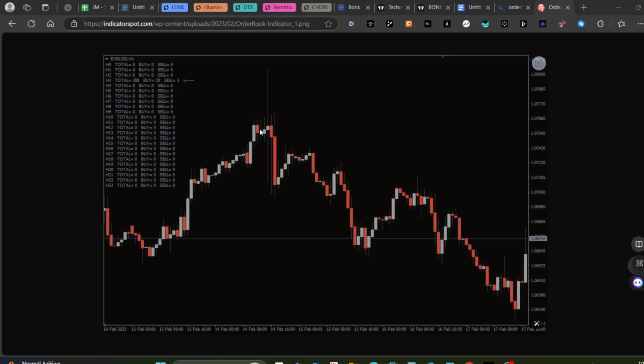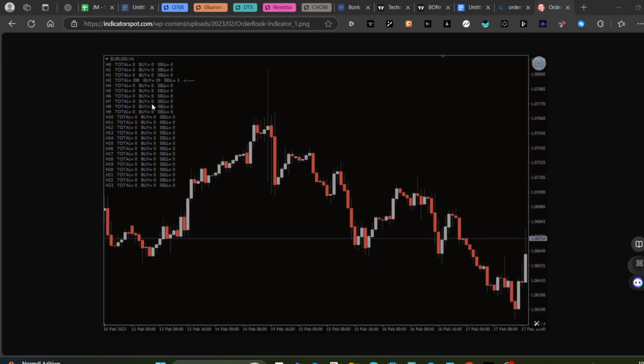So now let's talk about how this indicator actually works. As I mentioned, it displays 24 lines on the chart, each representing the trading volume for a specific hour. The important thing to note here is that the order book indicator doesn't just show you the total volume, it breaks it down into buys and sells. You can see the 24 lines from hour 0 to hour 23, and you can see that it breaks down the buys and sells, which is where the real power lies.